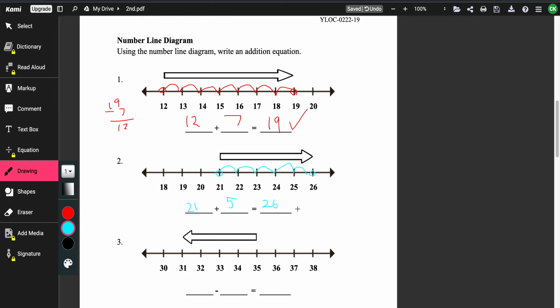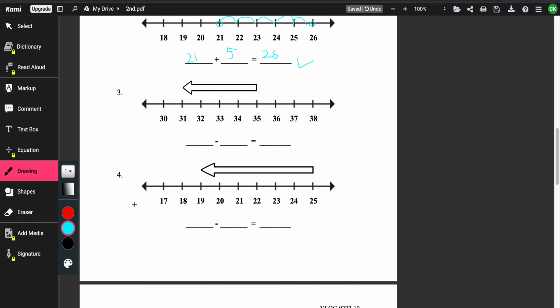So this is correct. Okay, let's do one more. Number 4. But over here, this is a bit different because the arrow's pointing this way, not this way. So it's not that, but it's going this way. It's the opposite direction. So this time the starting point would be 25 and our end point would be 19 because this is going in the opposite direction.